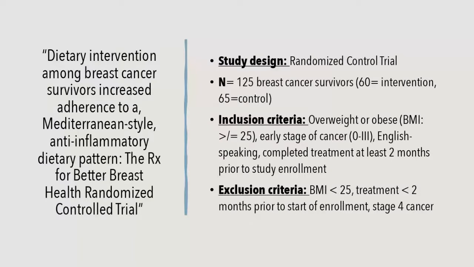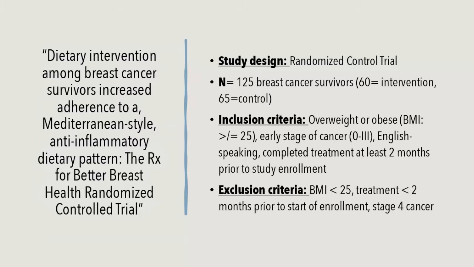So this study was called Dietary Intervention Among Breast Cancer Survivors: Increased Adherence to a Mediterranean Style Anti-Inflammatory Diet Pattern. And it's basically the Treatment for Better Breast Health randomized controlled trial. So in this study, there were 125 breast cancer survivors, 60 of them being placed into the intervention group randomly, and then 65 into the control group.